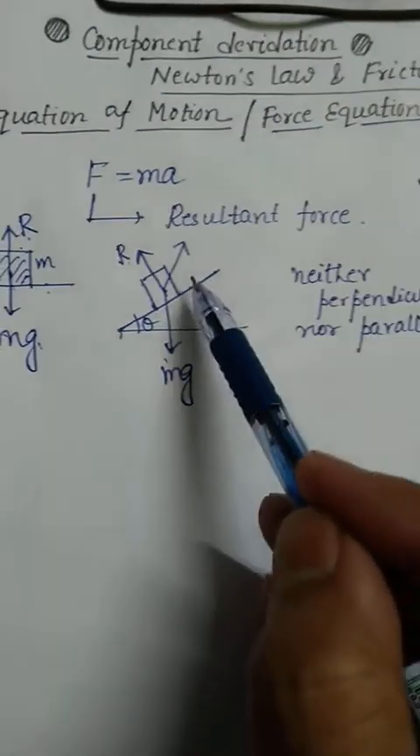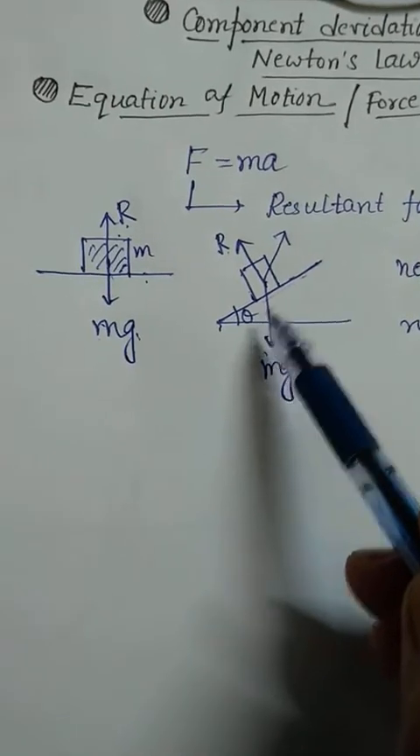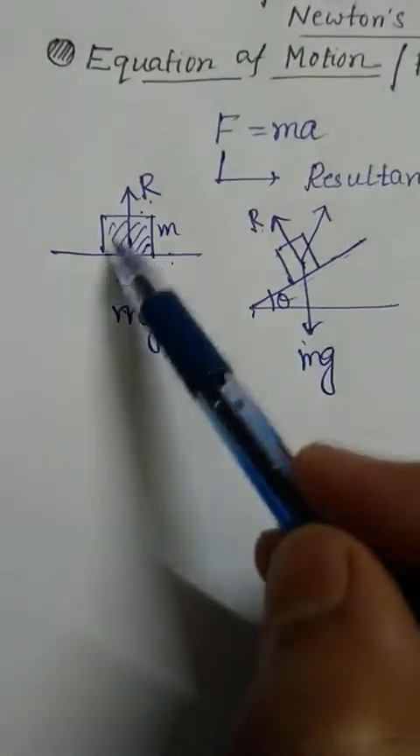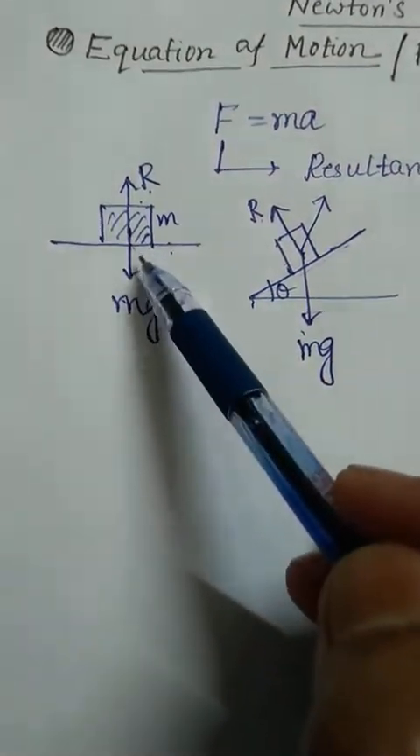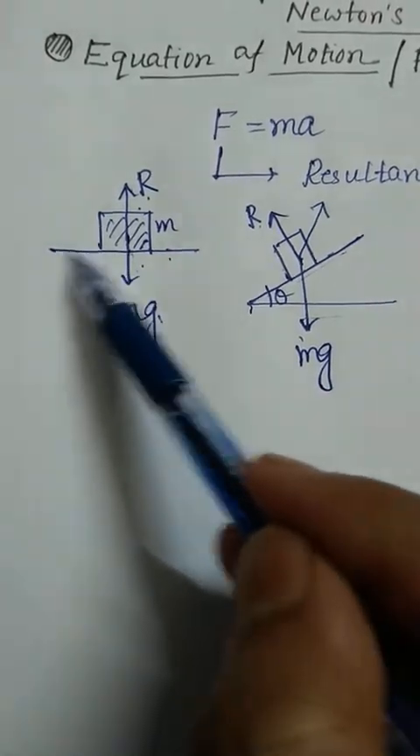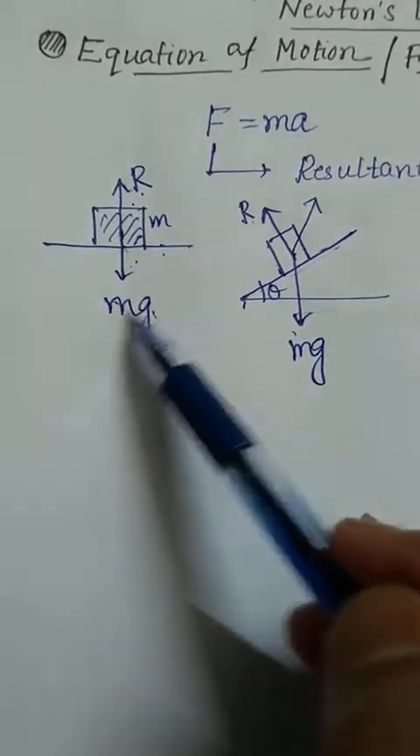So the forces which are neither perpendicular nor parallel. First, search for those forces. Is there any force which is neither perpendicular nor parallel? Actually, both of these forces are perpendicular to the plane, so these two forces are not the kind we are searching for.